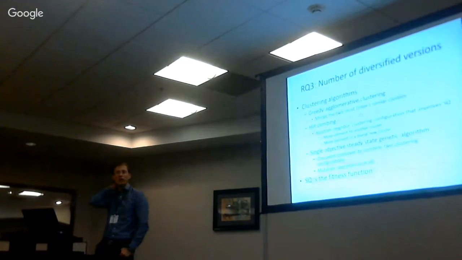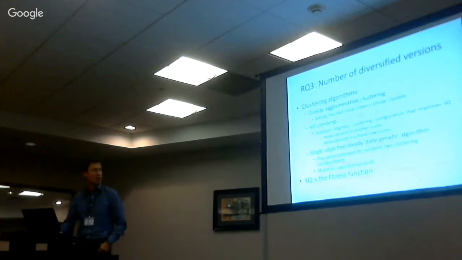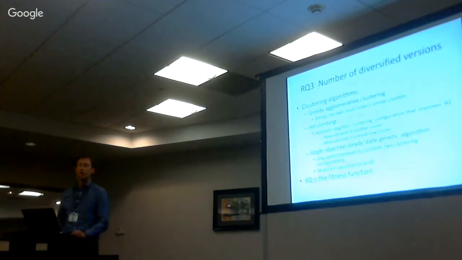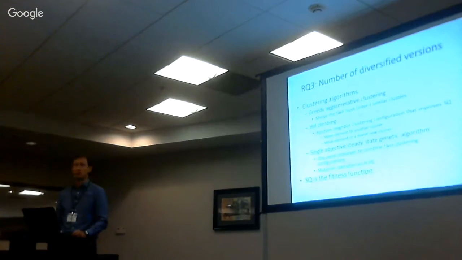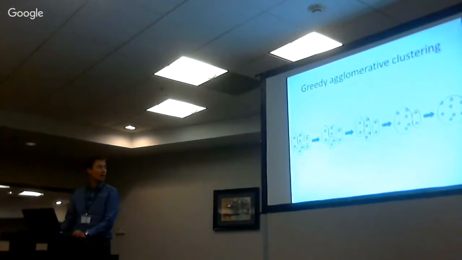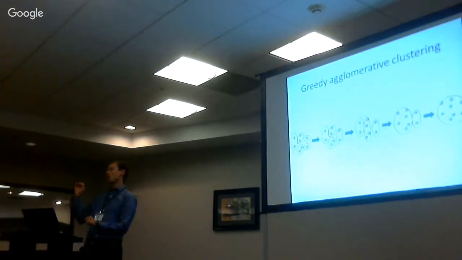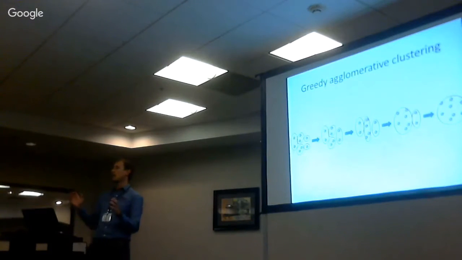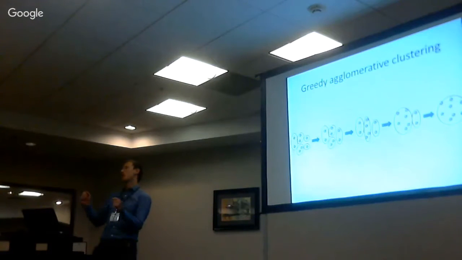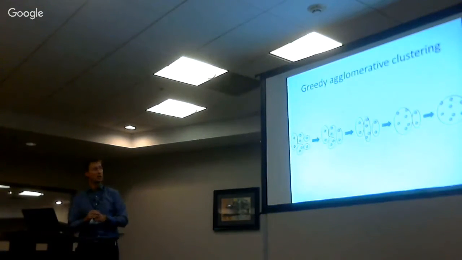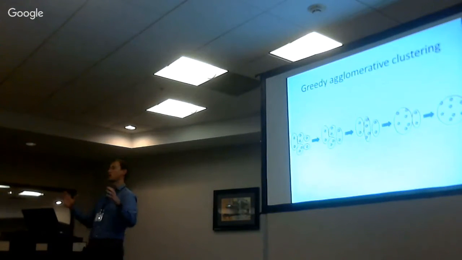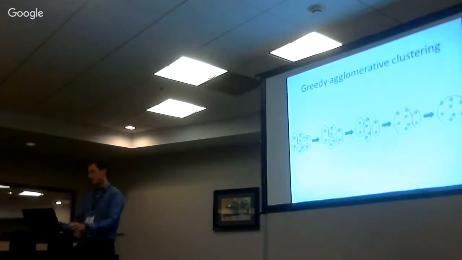Eventually, we applied the complete approach, and we evaluated how many diversified versions we can deploy. In particular, we compare three search algorithms. The first is a greedy agglomerative clustering. We start from a configuration in which each element is assigned a distinct cluster, and at each step we merge those two clusters with the highest intersimilarity until we reach the final configuration where there is just a single cluster with all the elements.